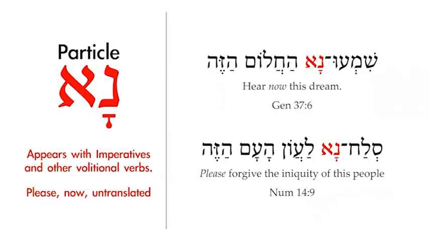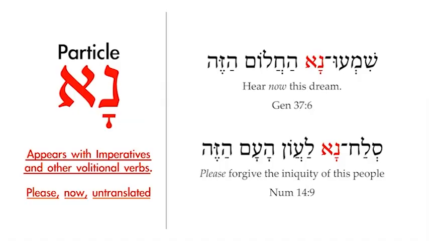The particle na. There is this little word that pops up in Hebrew with imperatives. It's na. The particle na appears with imperatives and other volitional verbs. Now you'll have to wait to hear about volitional verbs until chapter 23. This particle is translated either as please, now, or it's left untranslated. Like the lengthened imperative, we don't really know fully how this particle functions in each context. So use one of the forms please, now, or just simply leave it untranslated.